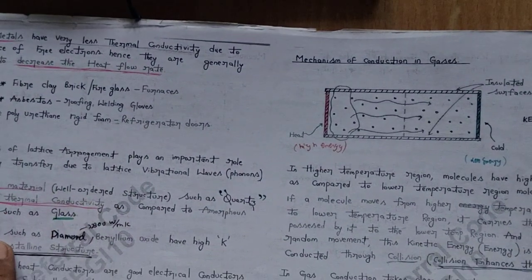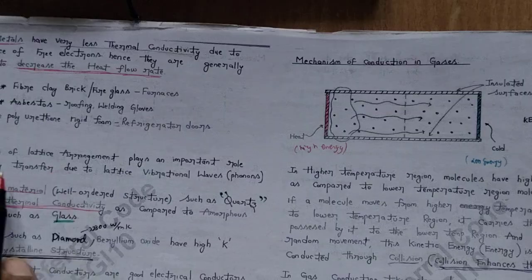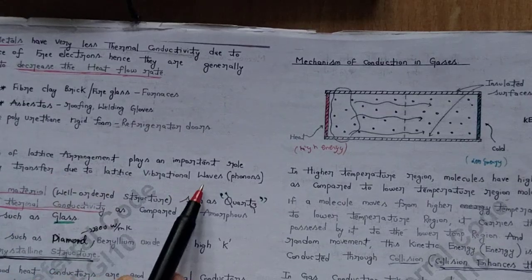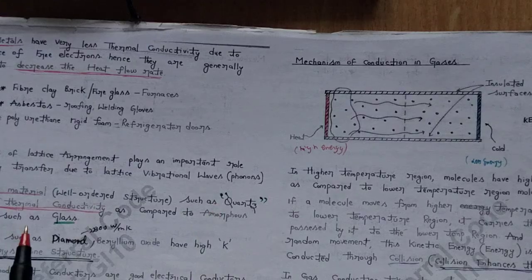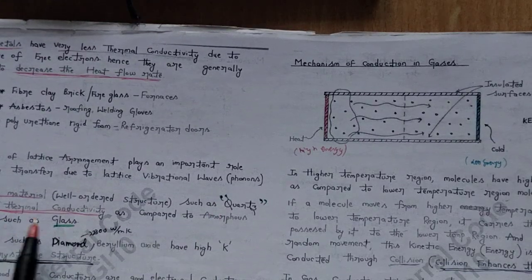And why? Because the regularity of the lattice arrangement plays an important role in energy transfer through lattice vibrations. So crystalline materials with well-ordered structures, such as quartz, are so important, guys. Quartz has higher thermal conductivity compared to amorphous materials. Glass is not a crystalline structure, it is an amorphous structure.